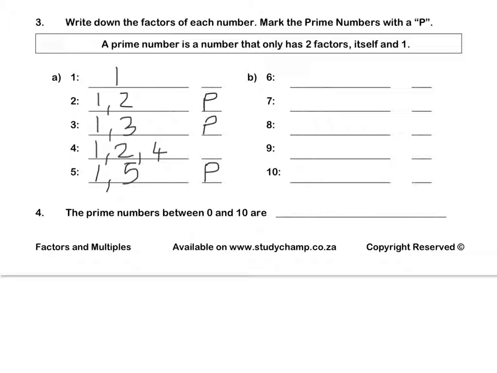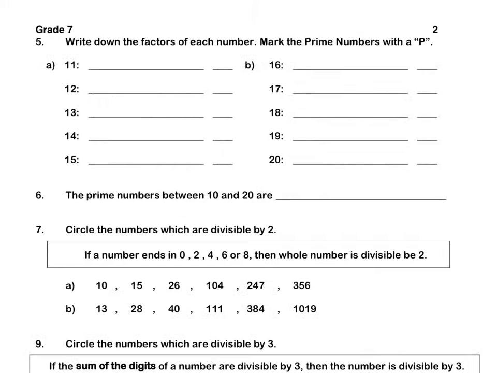Press pause to complete question B by yourself and question 4 by yourself. When you are done, use the memo to mark all your answers on this page. Question 5. Write down the factors of each number. Mark the prime numbers with a P. Press pause to complete question 5 and question 6 by yourself.